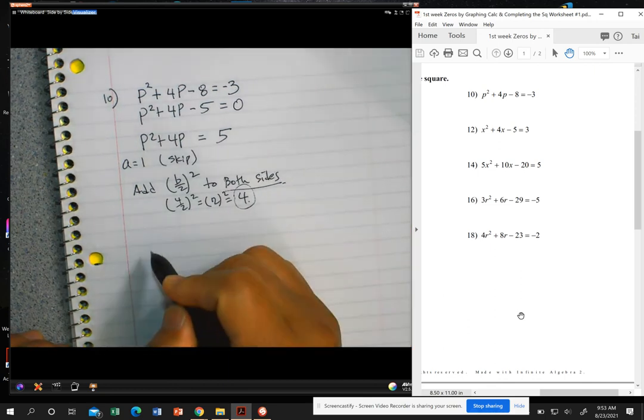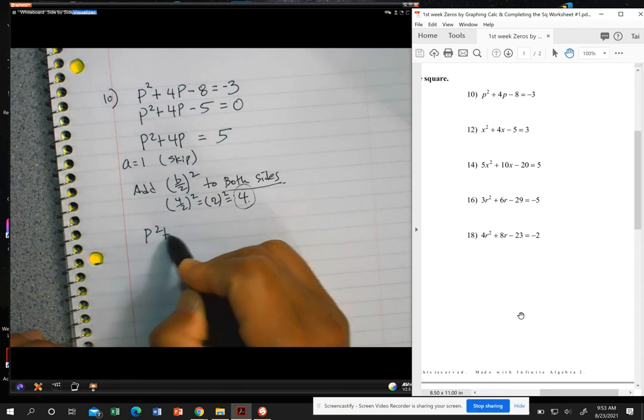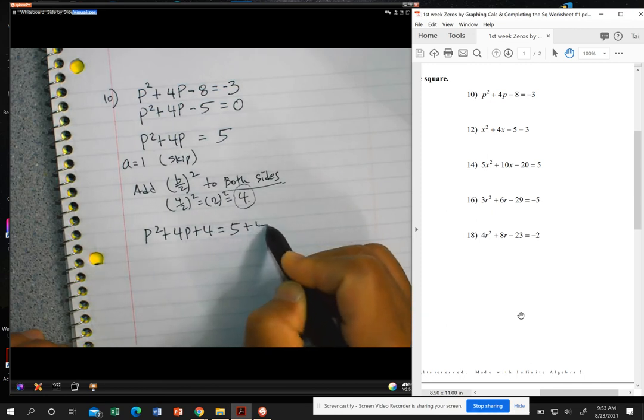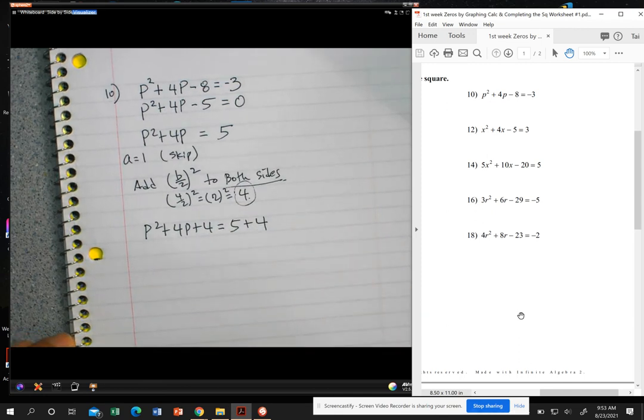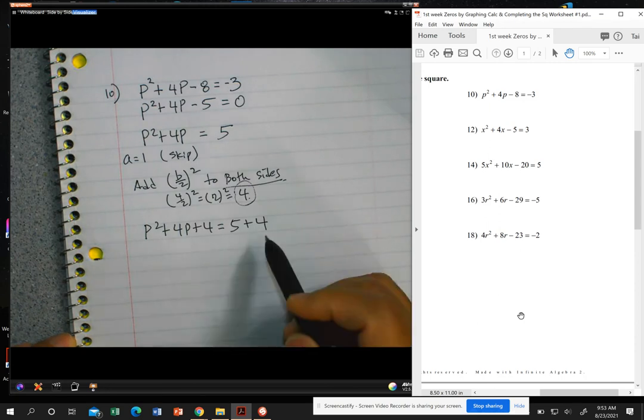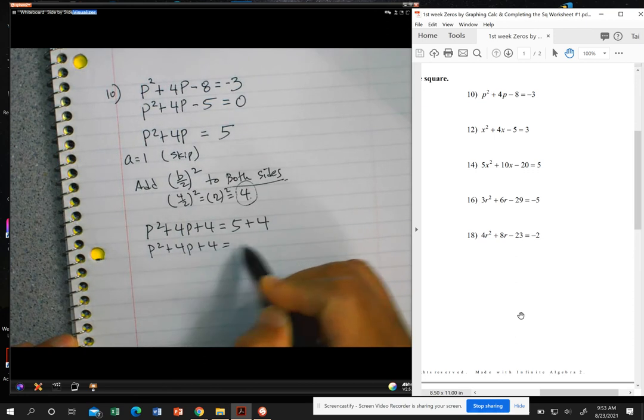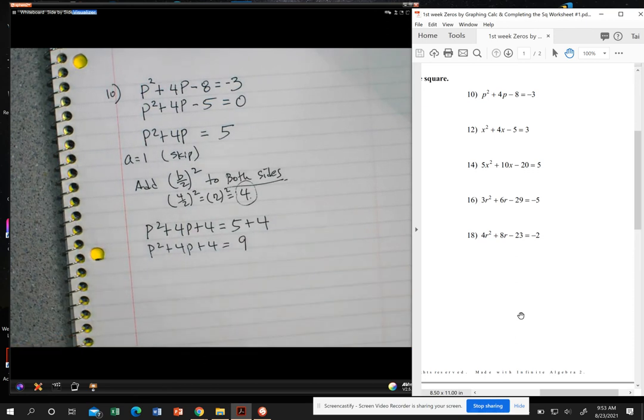So what do you get if you add 4 to both sides? What do we have? P squared plus 4p plus 4 is equal to 5 plus 4. We good? Alright. So what is 5 plus 4? 9. Alright, so what is our next step? Yeah, we need to solve this, right? Okay, someone else. How do we solve this?